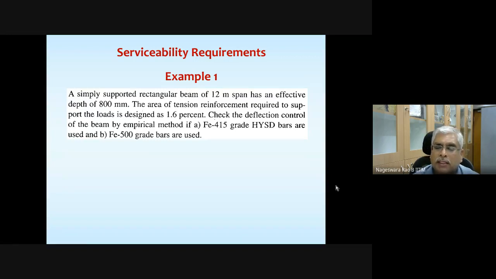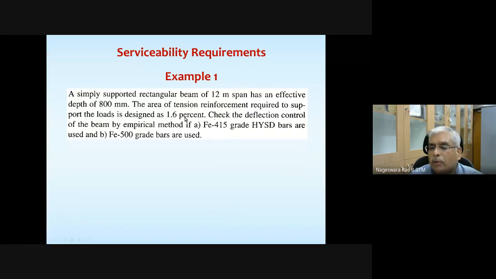So the percentage of tension reinforcement is given to you in the problem statement, and the span of the beam is given. Okay, for a beam like this, span is going to be the same as effective span. Anyway, it is mentioned here, 12 meters effective span. It is like the distance between the points of zero bending moment, so it's going to be 12 meters. And effective depth is, this is the depth we need to use, 800 mm.